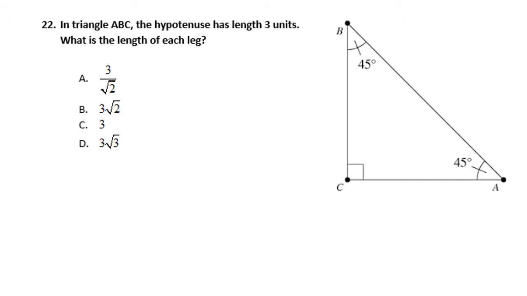Question 22. In triangle ABC, the hypotenuse has a length 3 units. What is the length of each leg? A, 3 divided by root 2, B, 3 times root 2, C, 3, and D, 3 root 3.